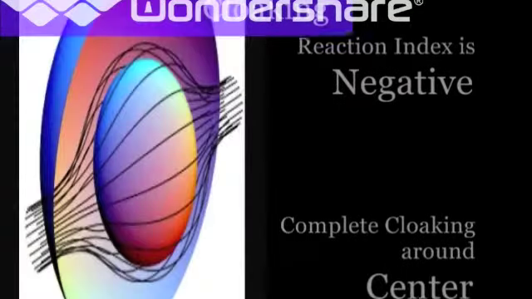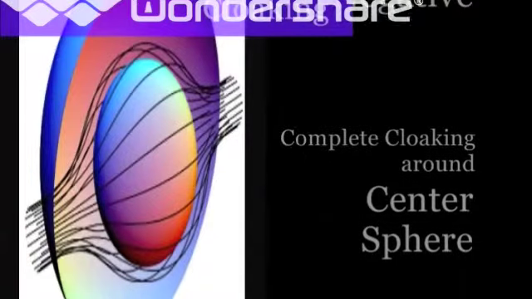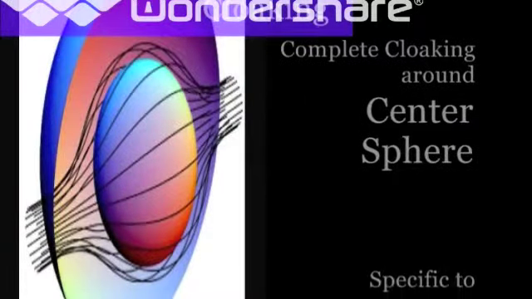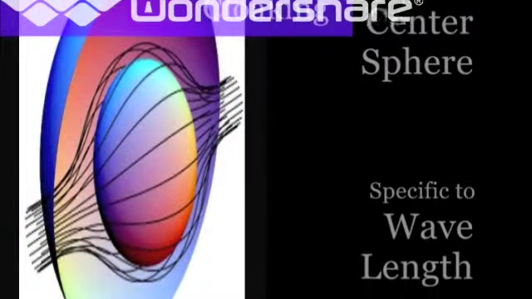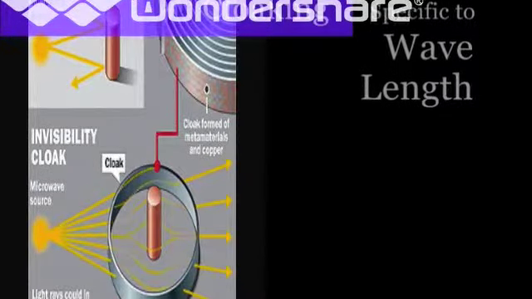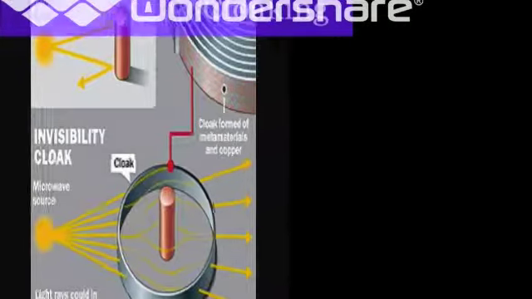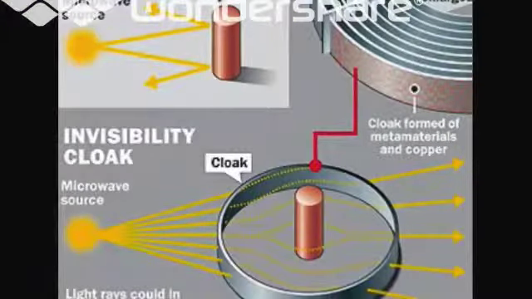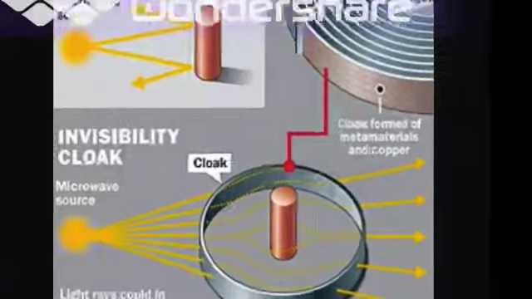So when they make a cloak out of this, it creates a sphere in the center where the light rays are bent all the way around it, but it's only specific to a certain wavelength. So when they place the metamaterial ring around an object, you can see the yellow light rays are bent around the object in the center, essentially creating a cloak.